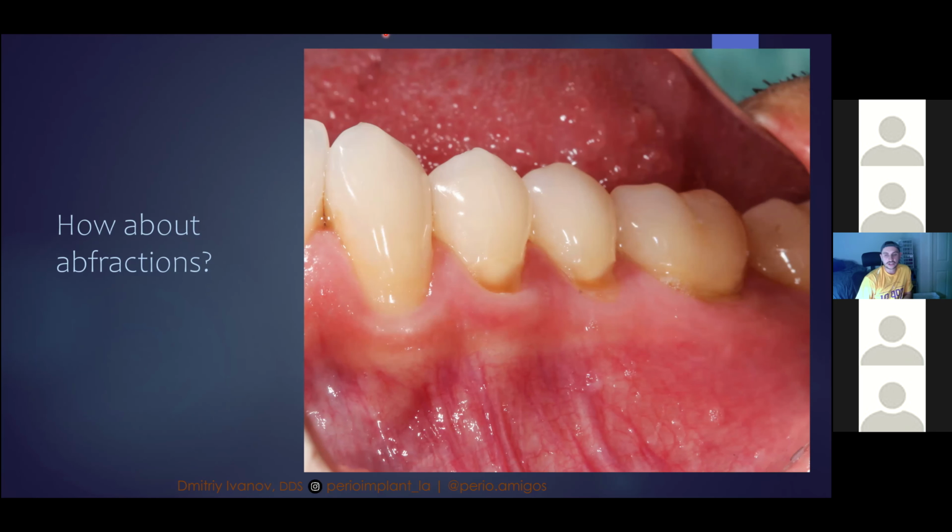What about abfractions? I get this question very frequently. Abfractions are great defects for root coverage. Actually, I love grafting abfractions, and the deeper the abfraction, there are different classifications for abfractions, but the deeper the abfraction like this one, the better quality tissue you're going to get overlying. There are obviously some abfractions that do require restoration prior to this, and sometimes after, but the majority of these kinds of abfractions can just be treated with a connective tissue graft. So they are very, very good.